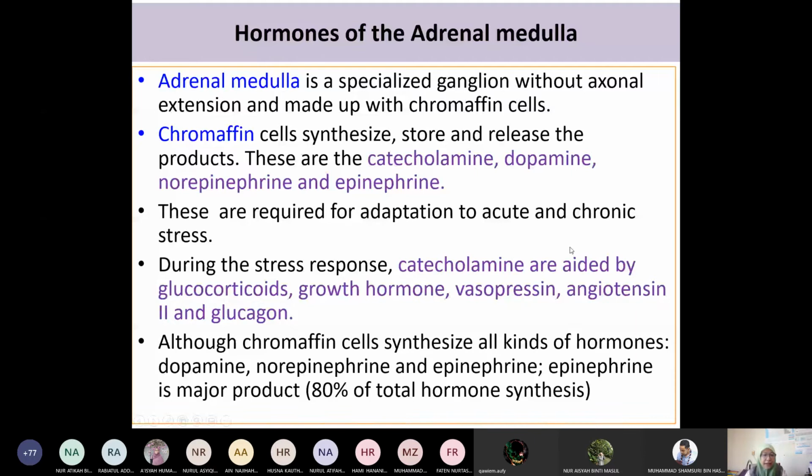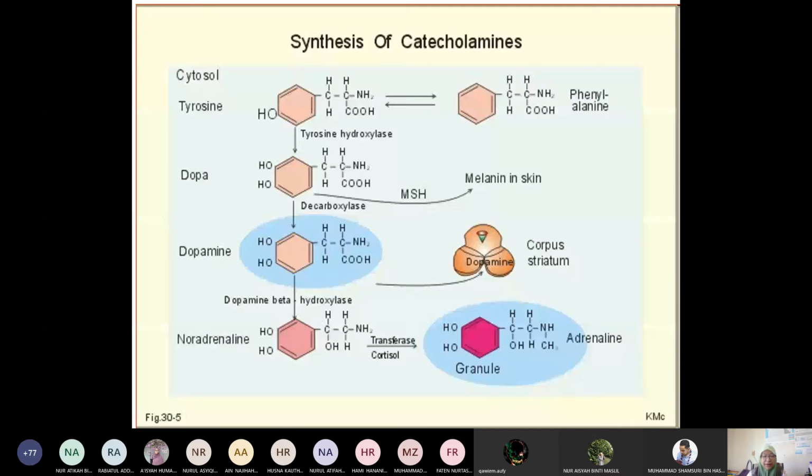These hormones are very important for acute and chronic stress. You have already known that. During the stress response, they work together with glucocorticoids, growth hormone, vasopressin, angiotensin 2, and glucagon. Chromaffin cells synthesize dopamine, but dopamine is mainly synthesized in the brain. Among them, epinephrine is the major product. 80% of the total hormone synthesized in the adrenal medulla is epinephrine. You have already known the synthesis, so I will just revise briefly.